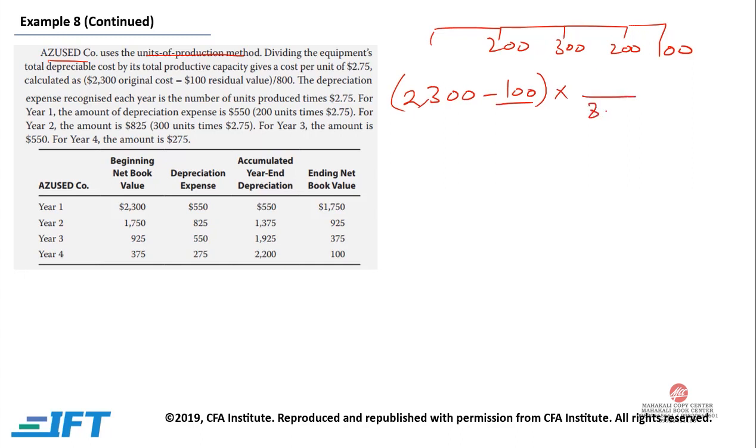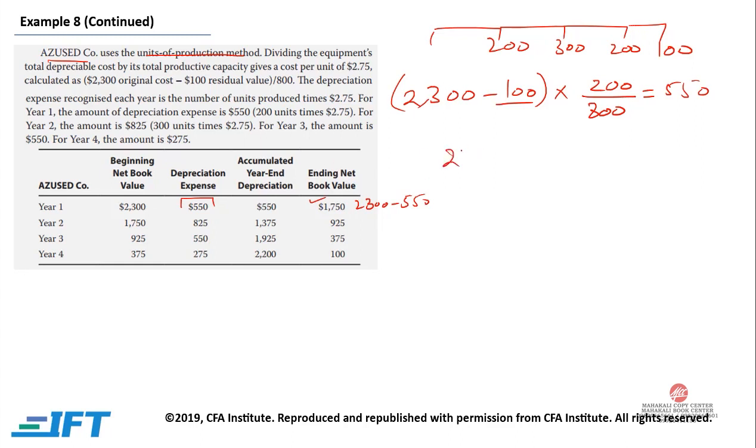Multiply by the total amount of production, which is 800. Now in the first year we have produced 200, so 2200 into 0.25, or 2200 into 200 divided by 800, would be 550. So this is our depreciation for the first year, and 2300 minus 550 we get 1750. This is our ending book value.